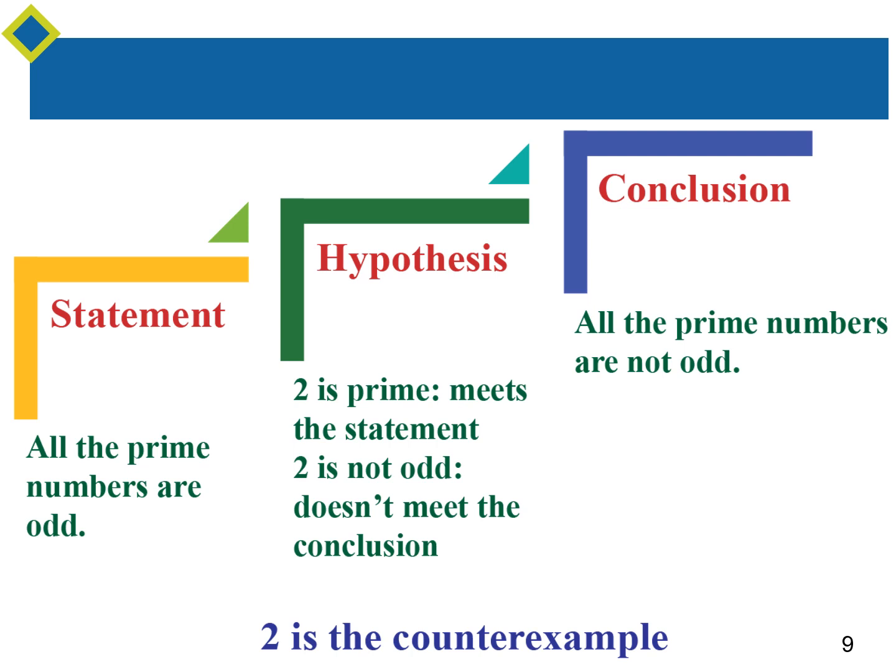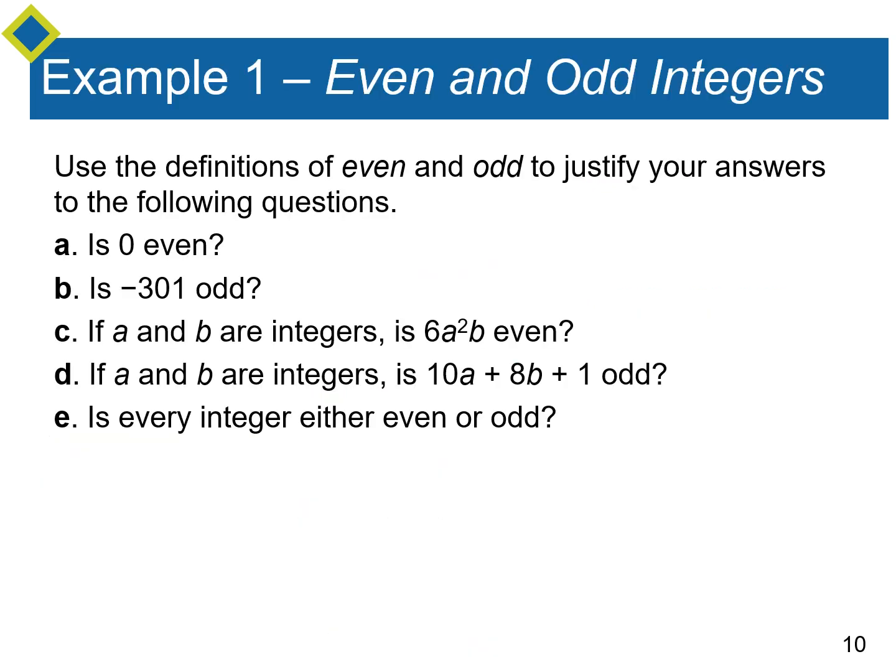So we have a statement here. Example: all the prime numbers are odd. For the hypothesis, the number 2 is a prime, which meets the statement. The number 2 is not odd, so it doesn't meet the conclusion. So the conclusion is that not all prime numbers are odd. So 2 is the counterexample. Use the definitions of even and odd to justify your answer.